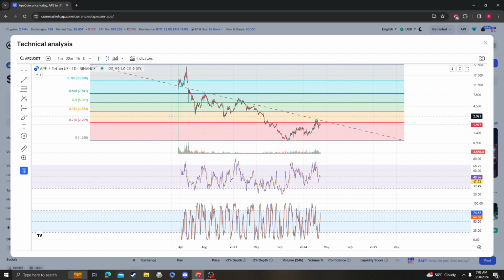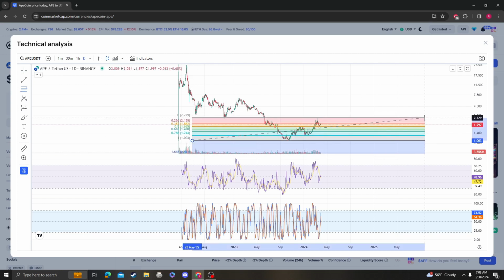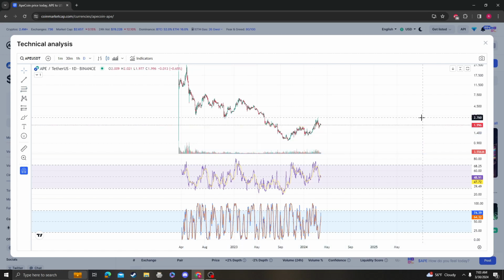However, we need to get over $2.20 ASAP. That's the target on the way up. Once we break that, then we should go flying. There's no resistance until $3.58. With any sort of Bitcoin breakdown, Apecoin breakdown, we do need to hold $1.86. That's the next area of support.